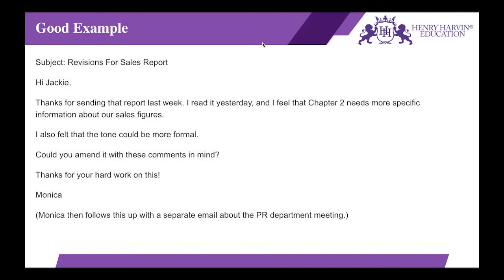Here, let's read it. Subject: Revisions for sales report. It says, "Hi Jackie, thanks for sending the report last week. I read it yesterday and I feel that chapter 2 needs more specific information about the sales figures. I also felt that the tone could be more formal. Could you amend it with these comments in mind? Thanks for your hard work on this, Monica." Monica then follows this up with a separate email about the PR departmental meet.